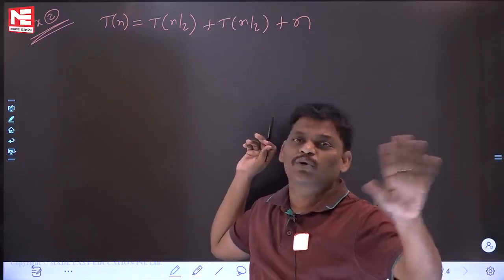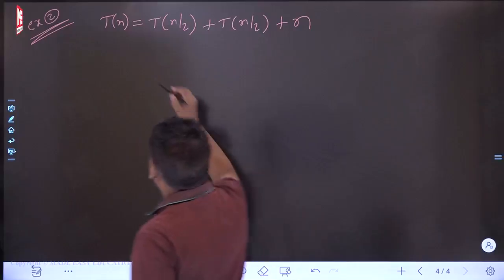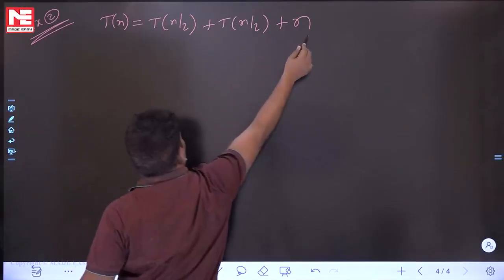Minimum 4 level diagram you write. Afterwards, the answer will come. Right? Let me start now. N will be divided into 2 parts. Non-recursive. Here n is there. Here n will come. Please be careful.